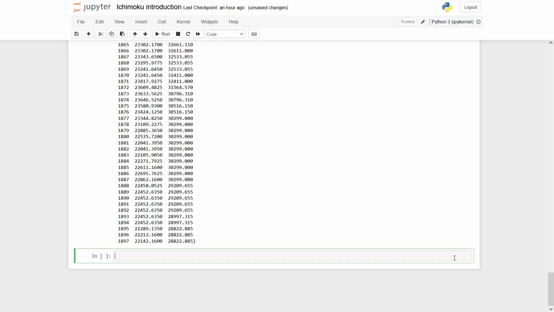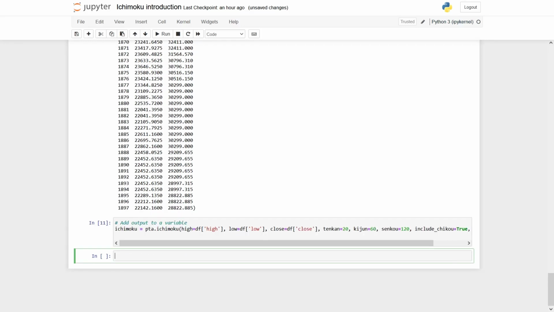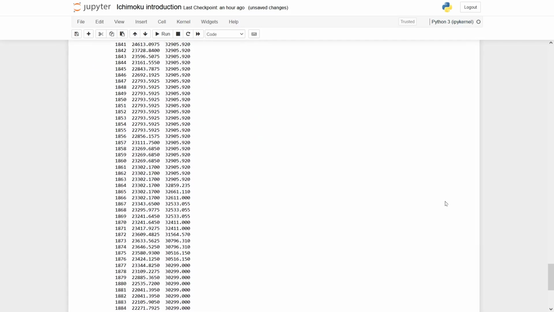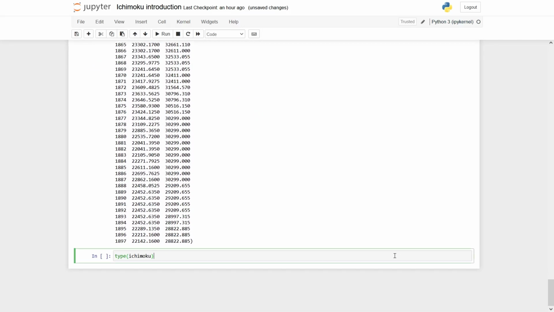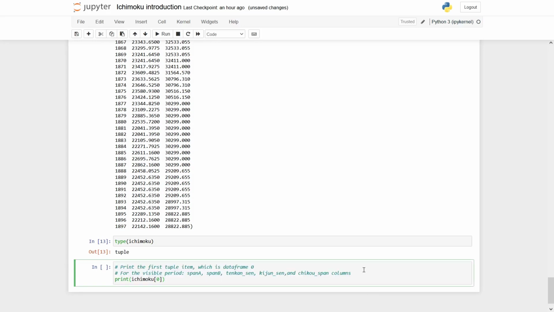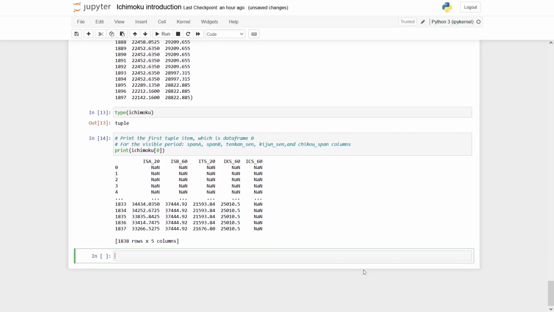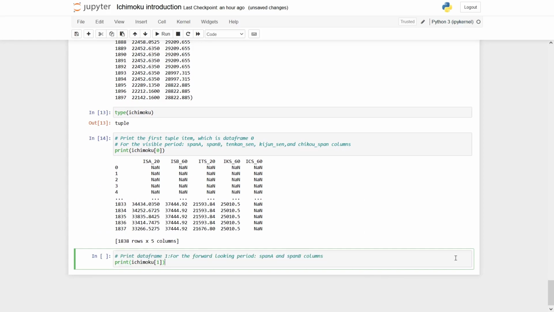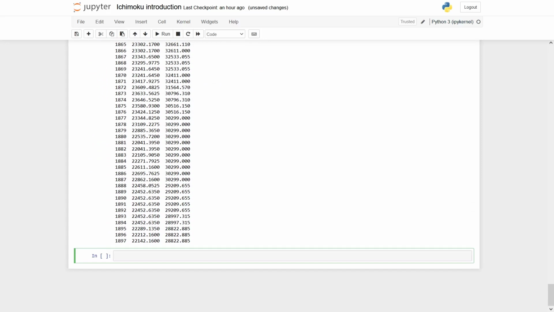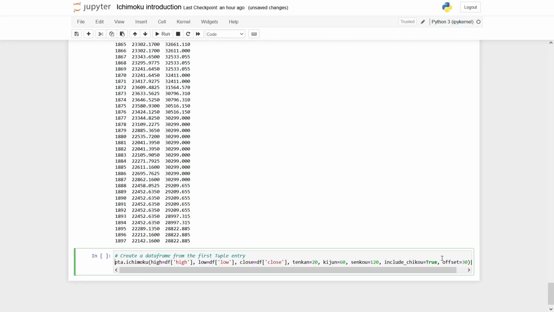First of all, here I place the complete Ichimoku export into one variable. And if we print this variable, we see the same two output data frames again. But because this variable now contains two different datasets in the tuple, we can now print each tuple item separately. So here with this print command I will print the first tuple, and with the second command here I will print the second tuple. I can also immediately create a data frame from the tuple entry instead of just print output.